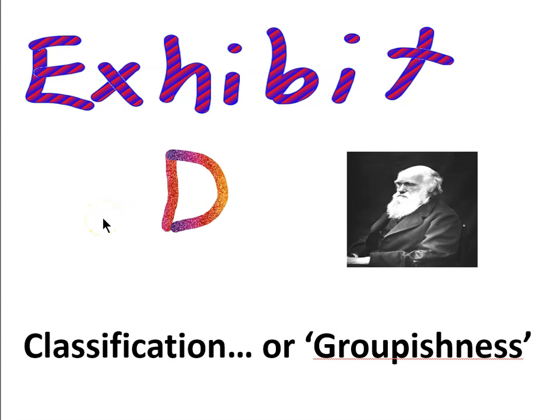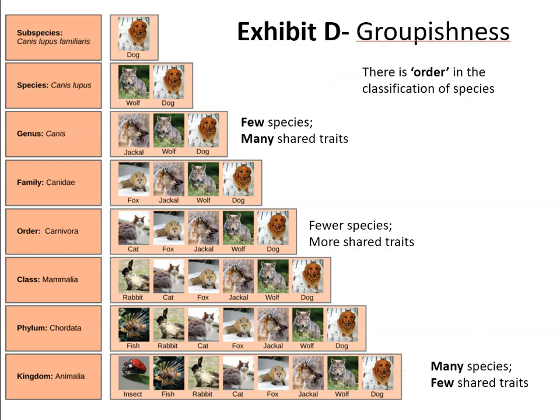In this lesson, we'll look at yet another category of evidence collected by Charles Darwin to argue in favor of species change. We'll call it Exhibit D, classification or groupishness. Now, you may be familiar with the way biologists classify organisms, the kingdom, phylum, class, order, family, genus, species system. There is order in this classification of species.